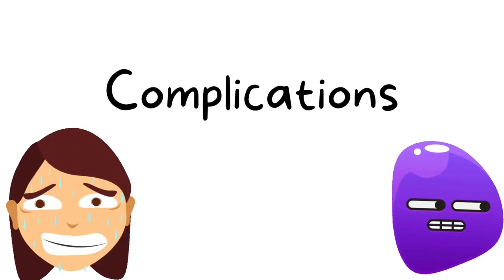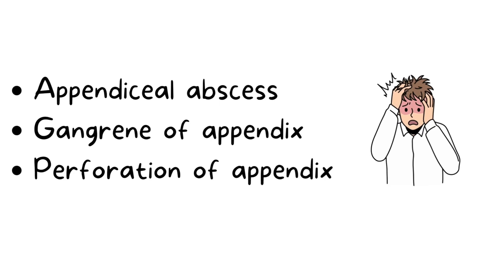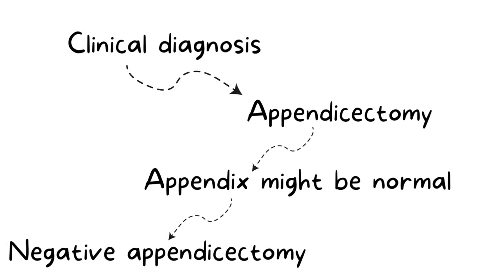Now, complications of appendicitis. Acute appendicitis can develop into appendiceal abscess, gangrenous appendicitis, and perforation can occur if left untreated, which can lead to peritonitis, septic shock, and severe complications. Investigations. Usually, we diagnose appendicitis clinically, but in some cases, it has been found that the appendix may be normal during surgery and it was a wrong diagnosis. In that case, it is called negative appendicectomy, which is removing a normal appendix.